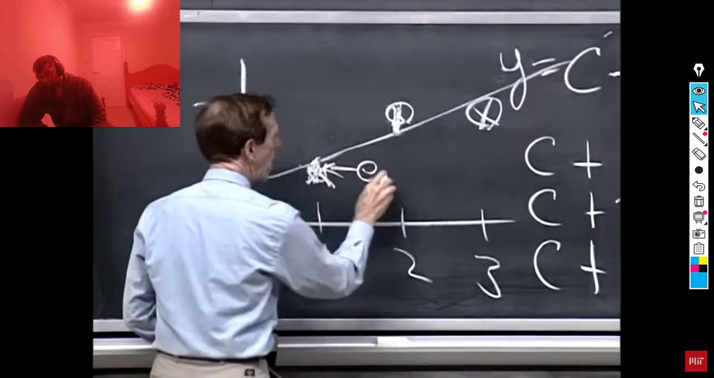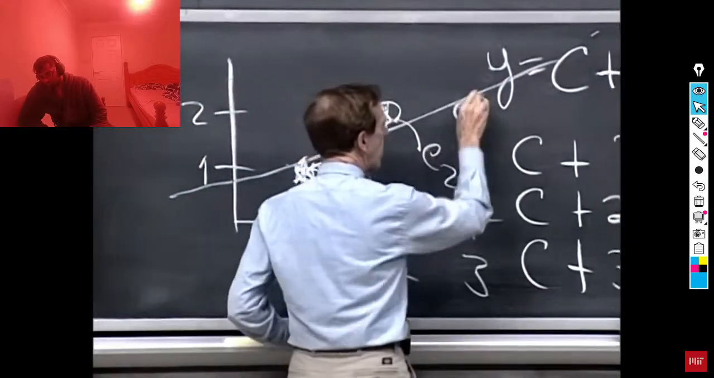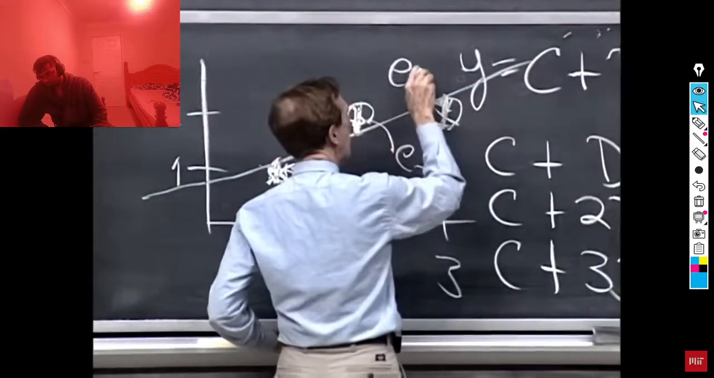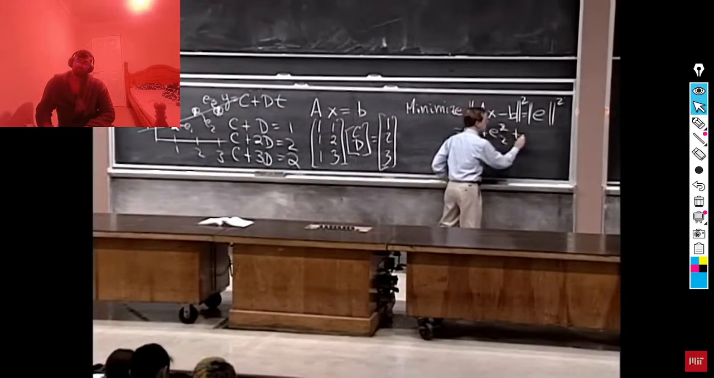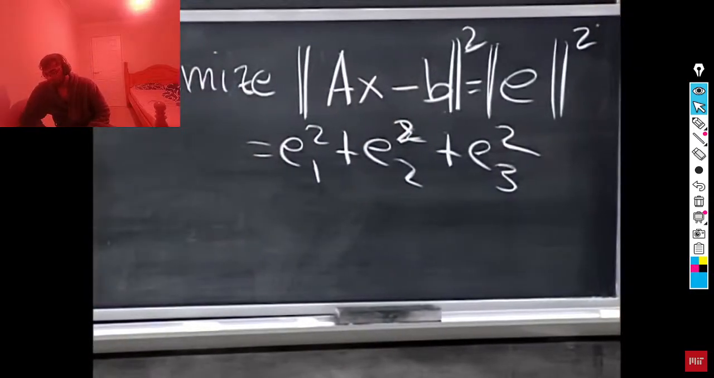That little error there is E1. This little error here is E2. This little error coming up is E3. And what's my overall error? It's E1 squared plus E2 squared plus E3 squared. That's what I'm trying to make small.